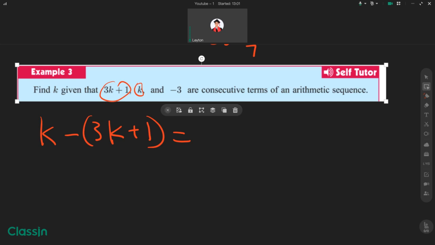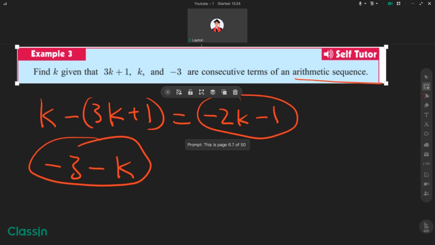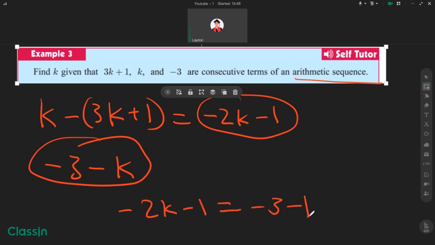We can simplify that a bit to minus 2k minus 1, and then we can find the common difference between these two, minus 3 minus k. These two should be the same because it's an arithmetic sequence. So minus 2k minus 1 is equal to minus 3 minus k.